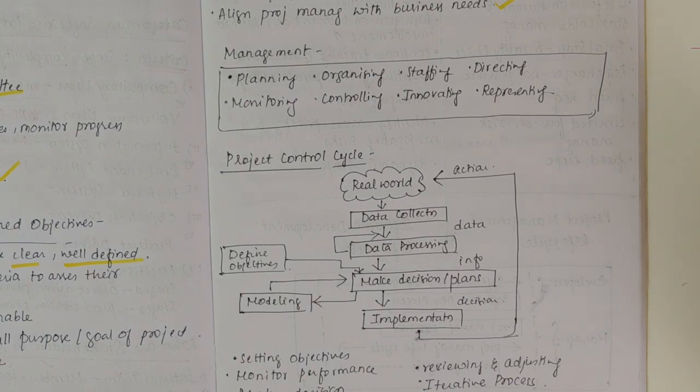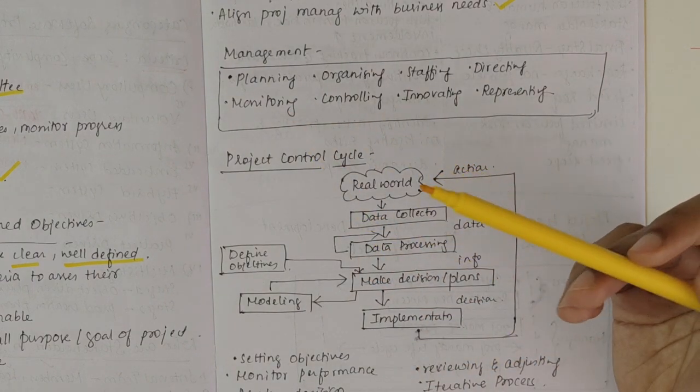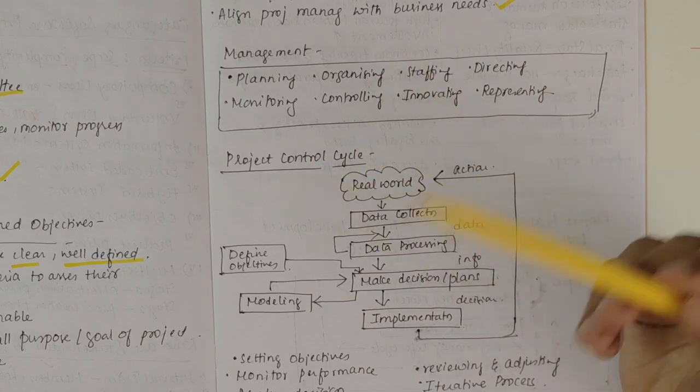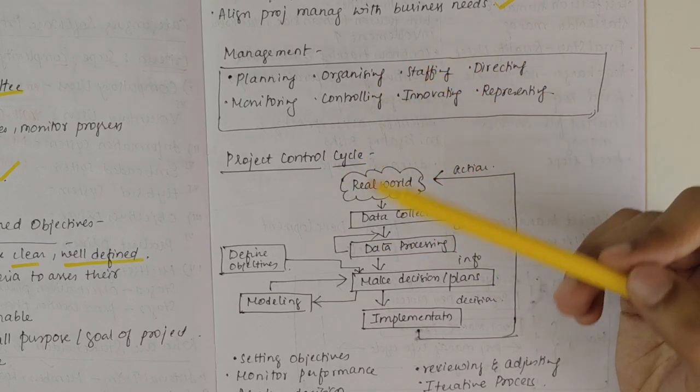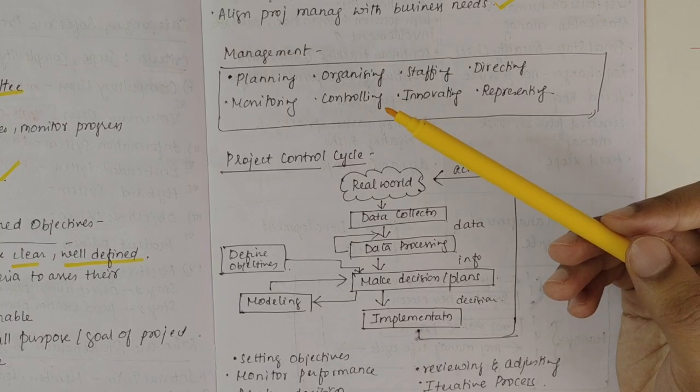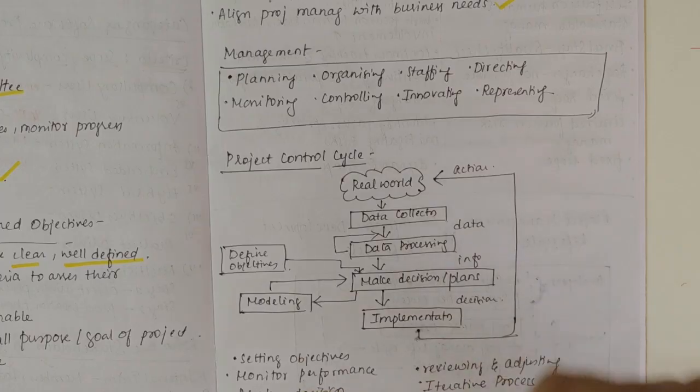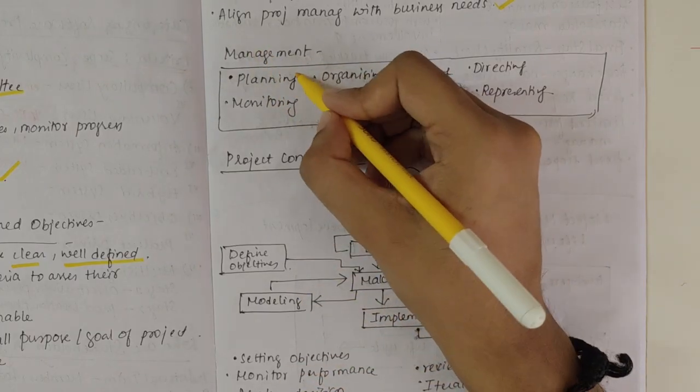So in management, first we have planning. In planning we define the objectives, and then we set how to proceed with the objectives and how to deal with the requirements. Modeling is done, and then the tasks are divided, and we work on those tasks. All that comes under planning.